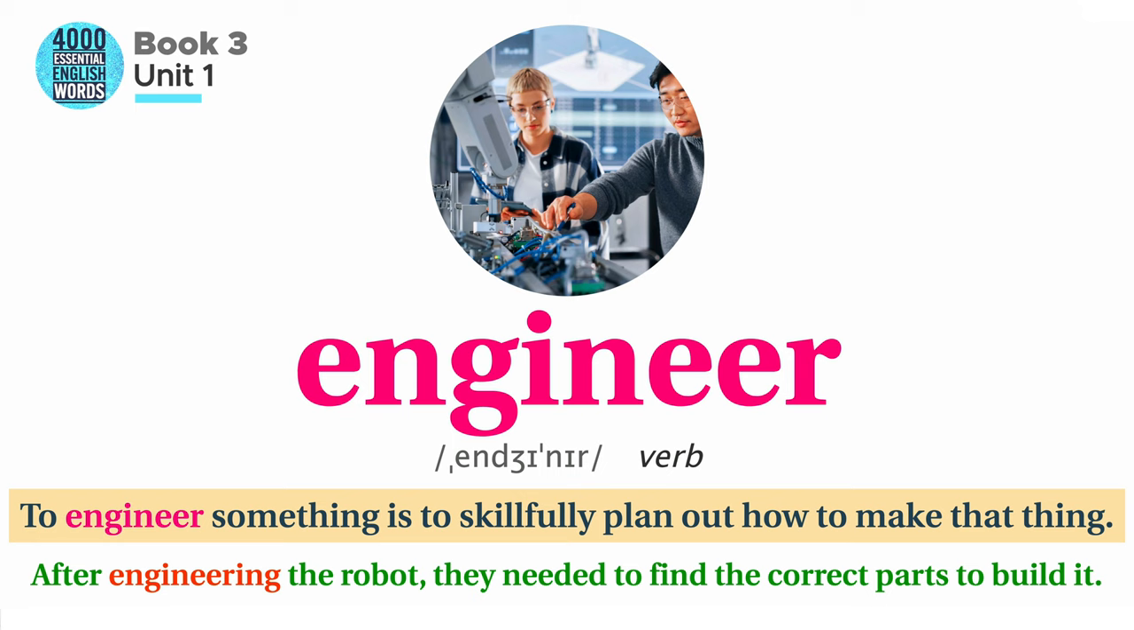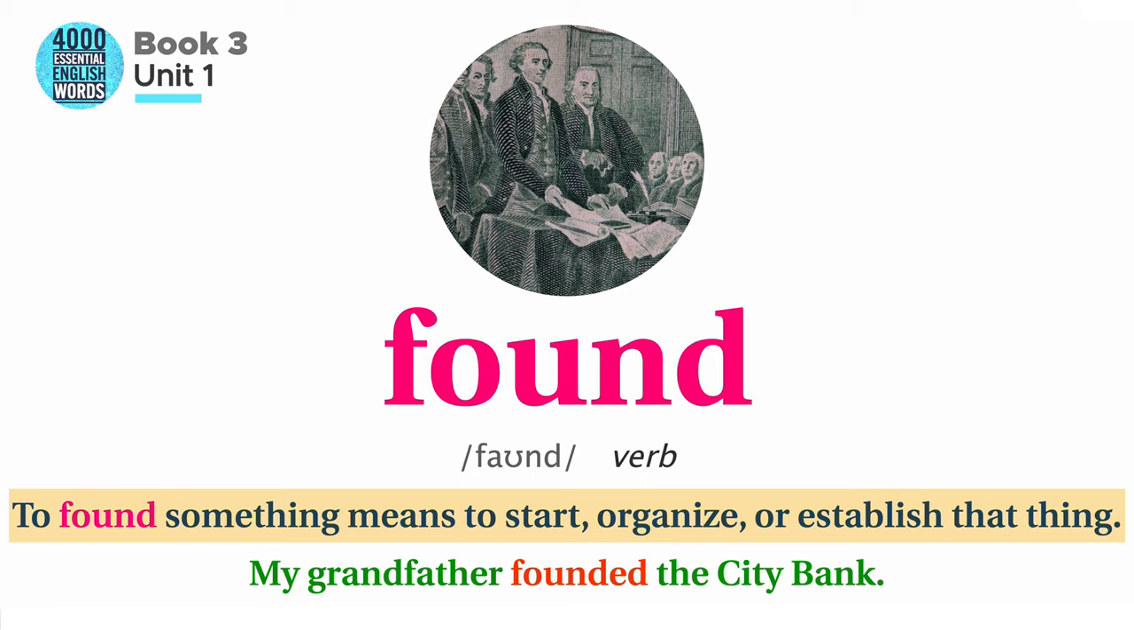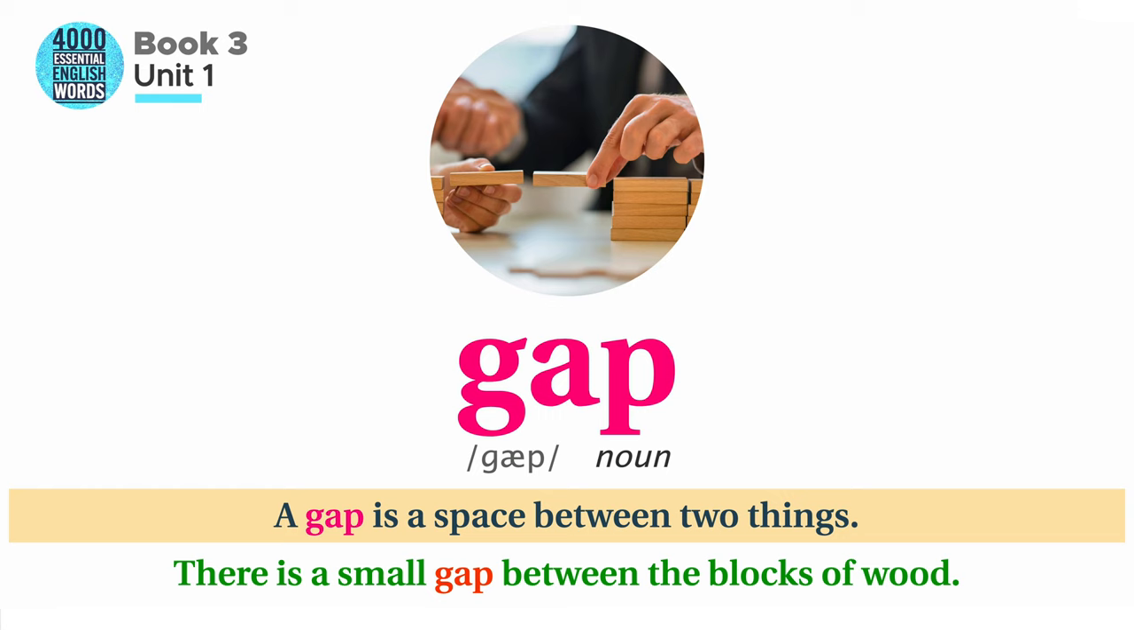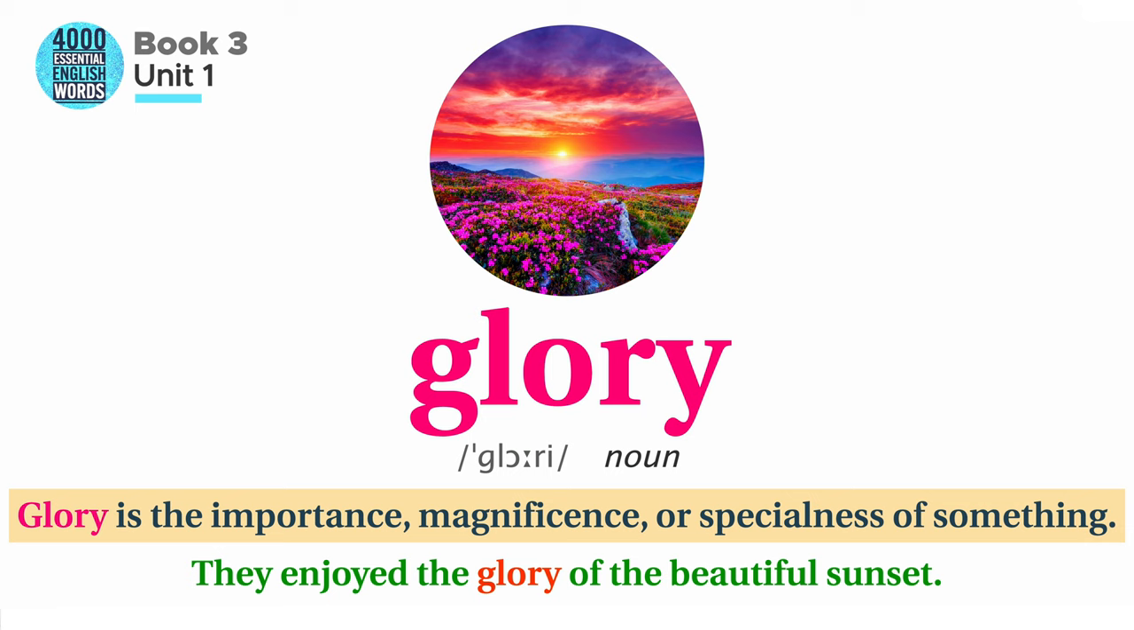Engineer. To engineer something is to skillfully plan out how to make that thing. After engineering the robot, they needed to find the correct parts to build it. Found. To found something means to start, organize, or establish that thing. My grandfather founded the city bank. Gap. A gap is a space between two things. There is a small gap between the blocks of wood. Glory. Glory is the importance, magnificence, or specialness of something. They enjoyed the glory of the beautiful sunset.